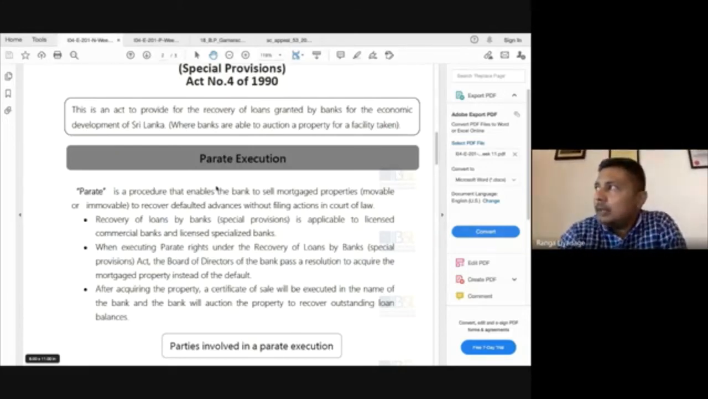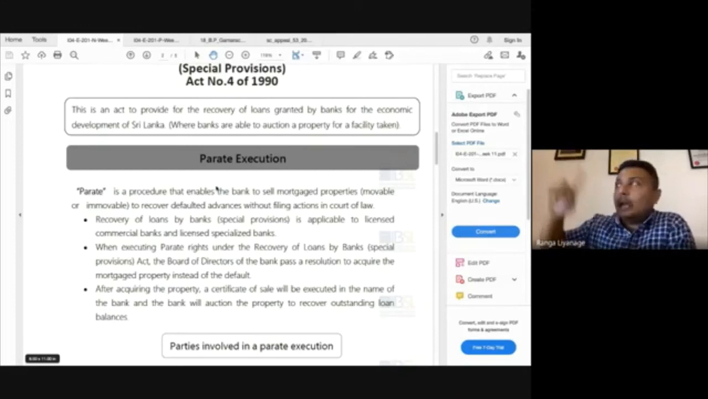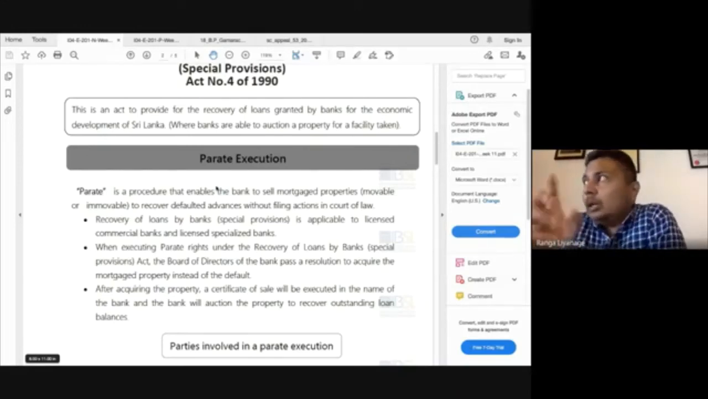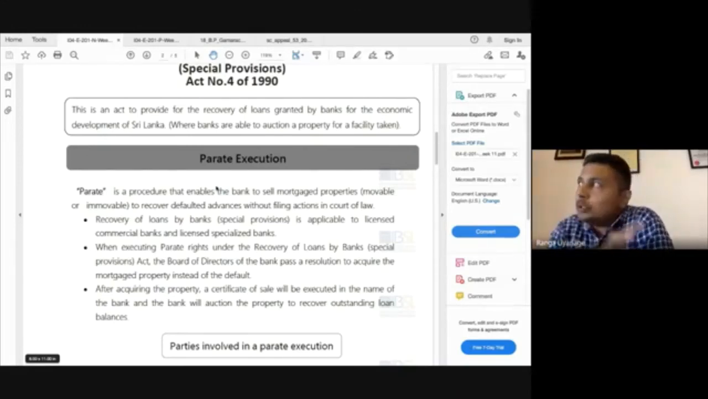But this Act number 4 of 1990 went a step further. It gave the power to all licensed commercial banks. Before that, the People's Bank and Bank of Ceylon had this power under their own People's Bank Act and Bank of Ceylon Ordinance. But Parate execution was extended to all licensed commercial banks by Act number 4 of 1990. So what is Parate execution?